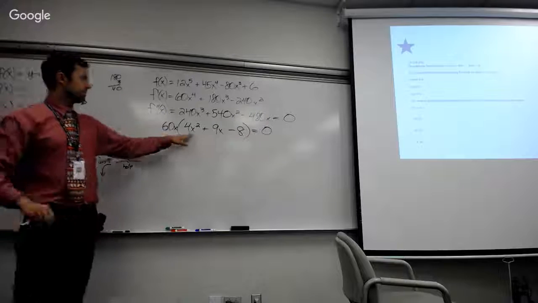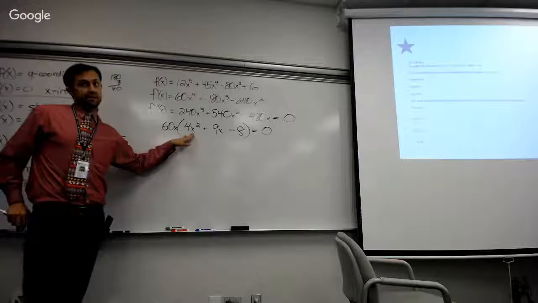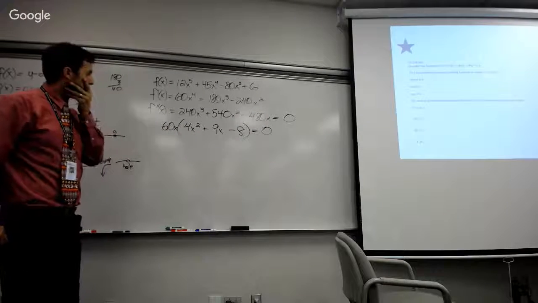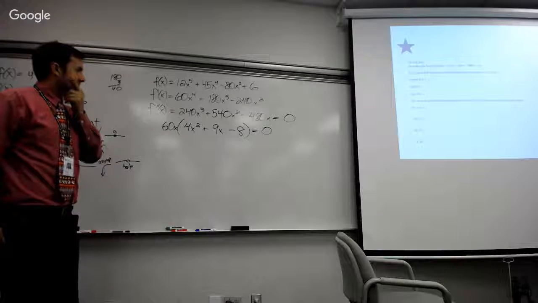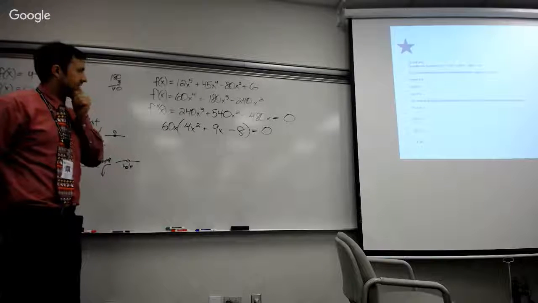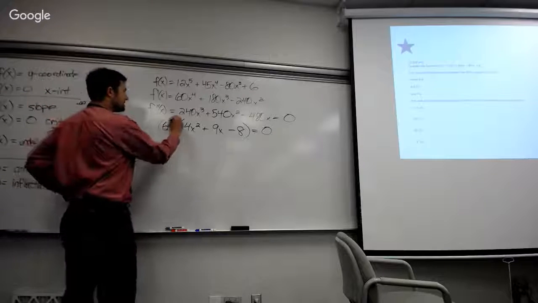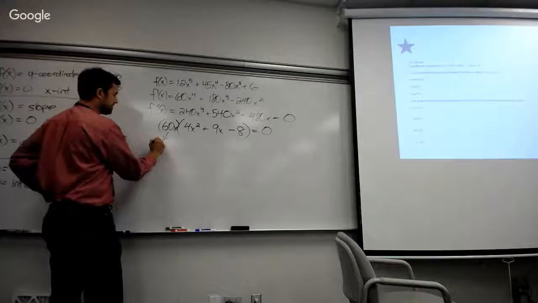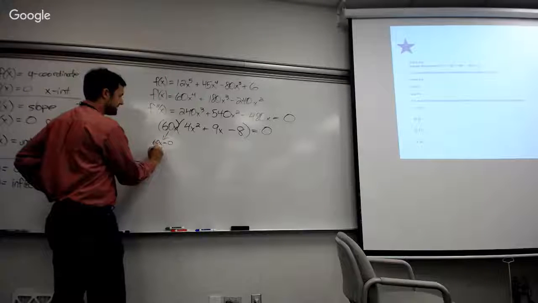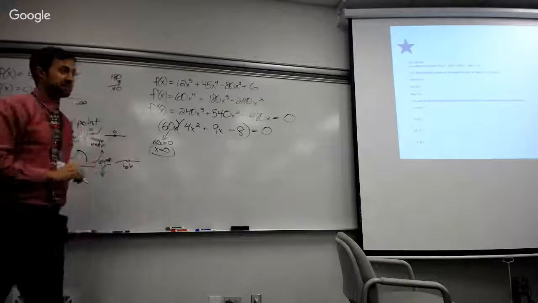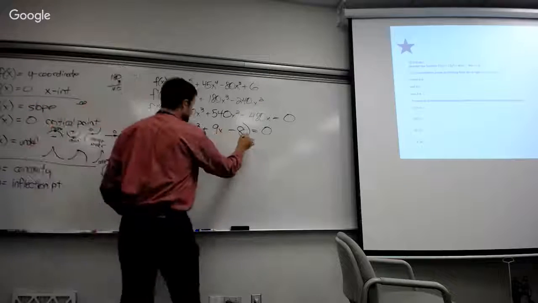Now, I don't know if this is factorable. Does anybody think that's factorable? No, it's not factorable. So you would have to use the quadratic formula. So on the one hand, you say, well, 60x could equal 0. And if that's the case, then x is 0. So that's one of our inflection points. But then we also have to solve this for x.